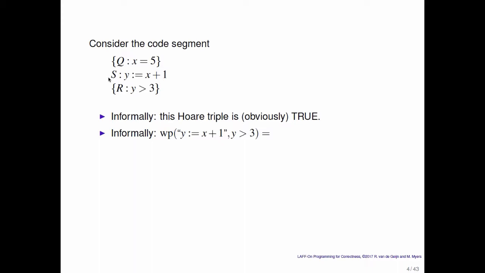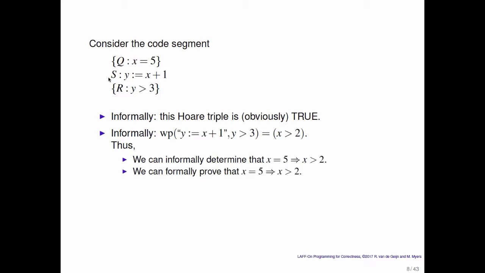You could also informally compute the weakest precondition, which informally we know is x greater than 2. Why? Because x has to be greater than 2 if you want y, which is 1 greater, to be greater than 3. And notice that then you can informally determine that x is equal to 5 implies that x is greater than 2. That's one of those DA things. Or you can formally prove this through, for example, an equivalence proof.